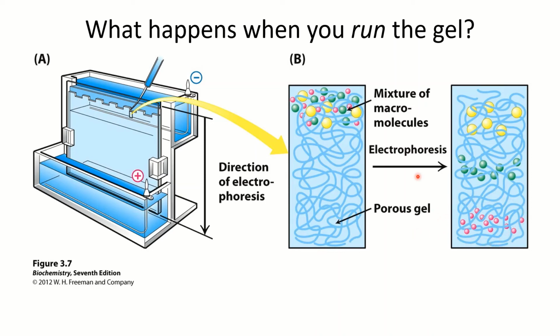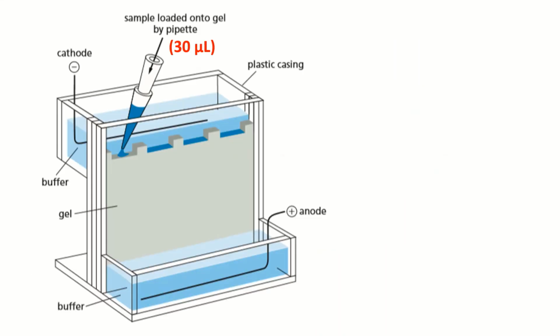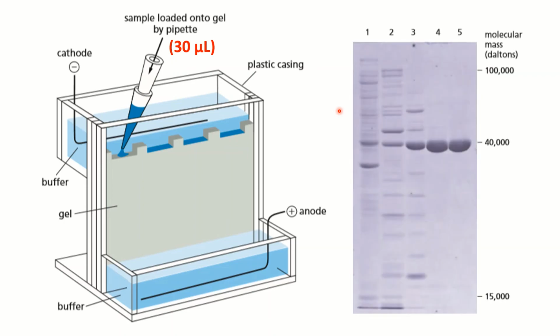So take note, the gel is actually not solid at all, but there are spaces in between the molecules of the gel, so the gel is porous. So that's the reason why the proteins are able to pass through it. We will be loading a volume of 30 microliters of our sample into the wells. And at the end, hopefully we'll have something like this.